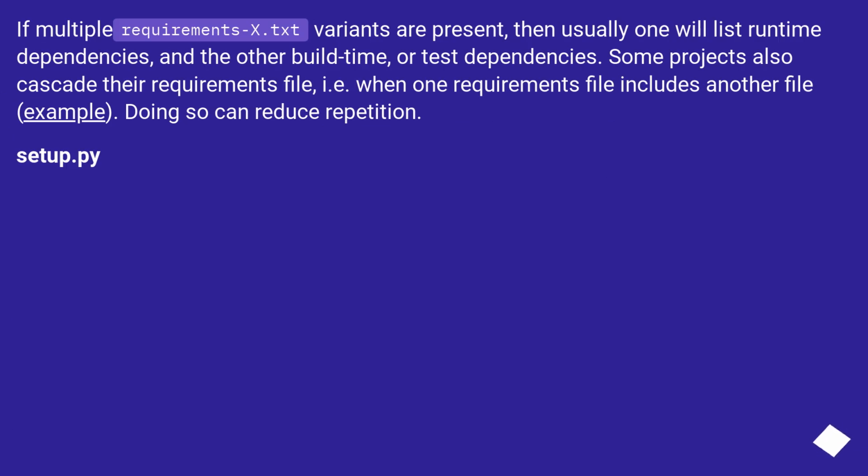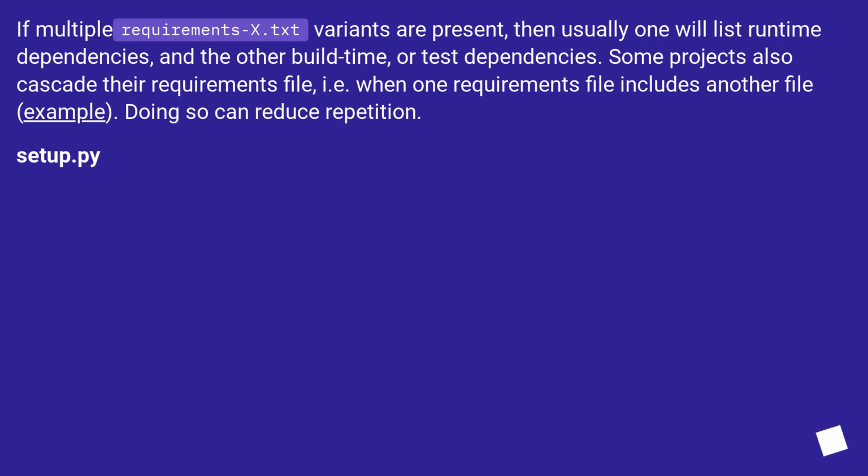If multiple requirements-x.txt variants are present, then usually one will list runtime dependencies, and the other build time or test dependencies. Some projects also cascade their requirements file, i.e. when one requirements file includes another file, for example. Doing so can reduce repetition.